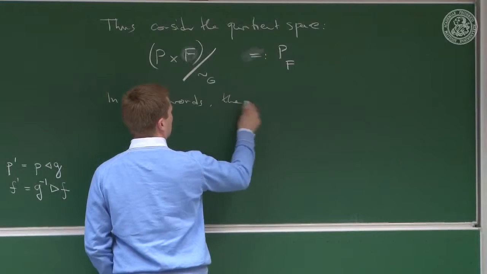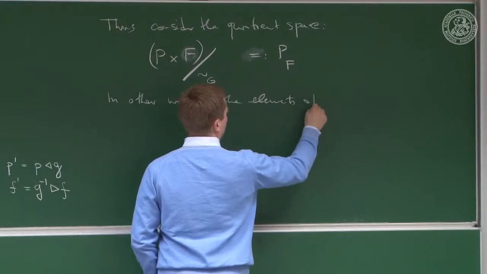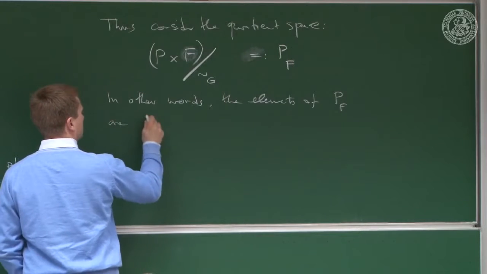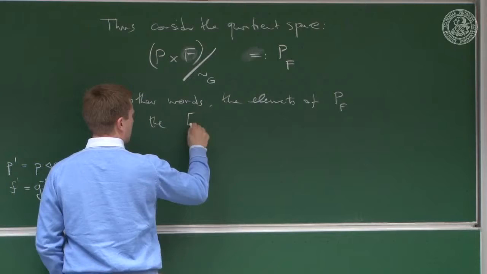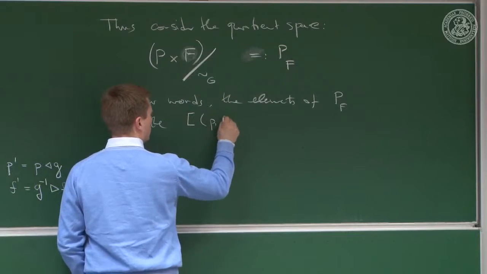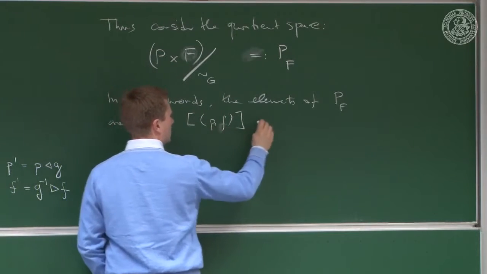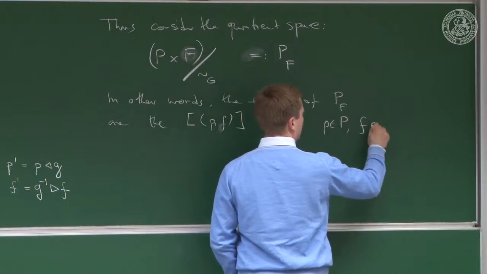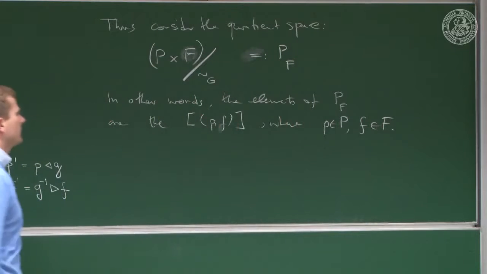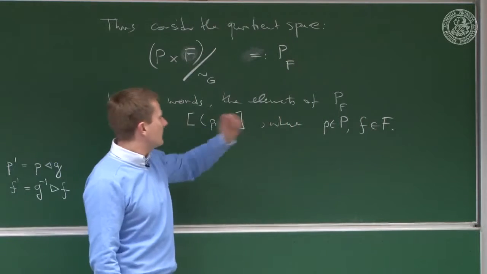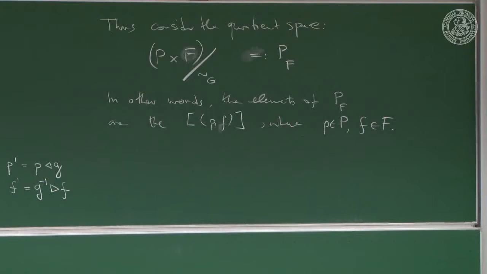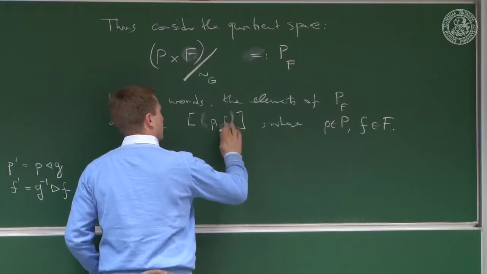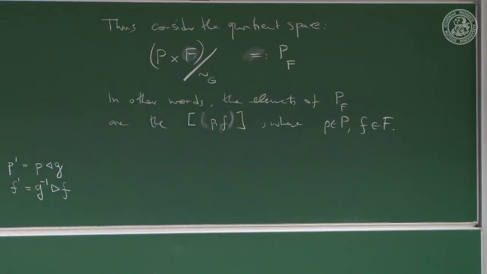the elements of this P_F are the equivalence classes [p, f], where p is any element in P and f is any element in F. So we will always think of this space here as these equivalence classes. And sometimes I'll even leave out these brackets because that lightens the notation.